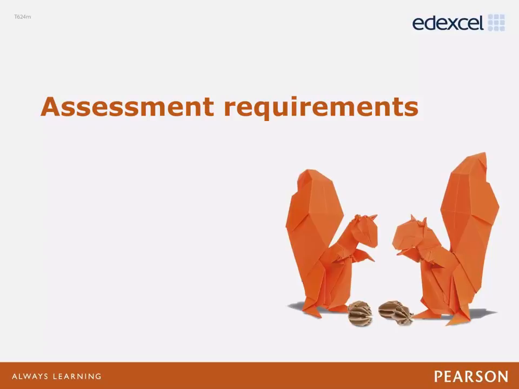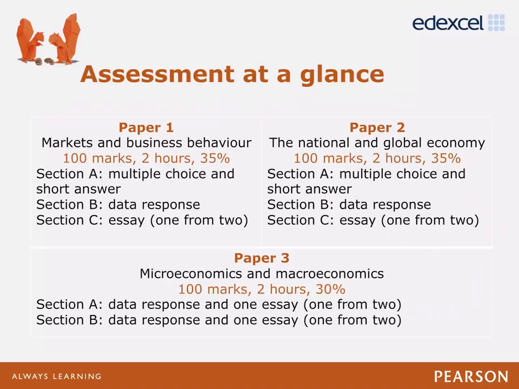To begin, let's remind ourselves of the A-Level assessment structure. There are 3 externally examined papers for the A-Level qualification. Theme 1 and Theme 3 are assessed in Paper 1. Theme 2 and Theme 4 are assessed in Paper 2. And Paper 3 assesses content from across the entire course, bringing all the concepts together. Paper 3 can be viewed as the synoptic paper.